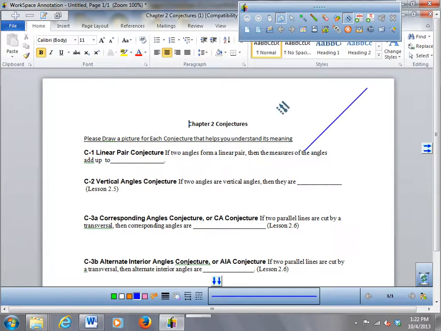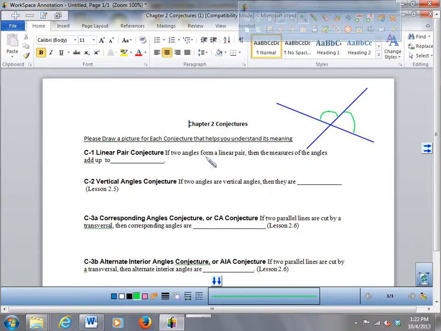I'm going to help you with this. With all these chapters we're going to have conjectures. They're kind of mathematical hypotheses which we accept to be true. So this is a linear pair of angles, this angle and this angle. What could you tell me? If two angles form a linear pair, then the paired angles add up to 180 degrees. Easy as pie.